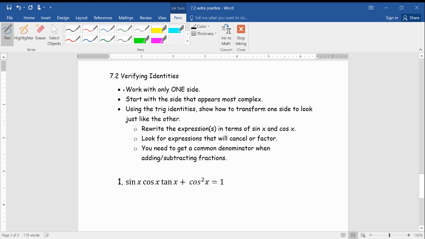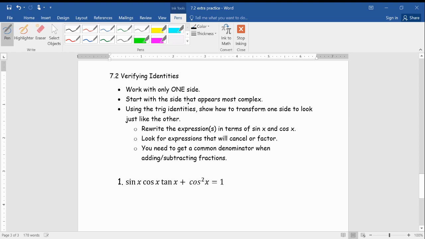The number one thing is that we only want to work with one side of an identity at a time. When we start this process, we commit to one side, we finish it, and we stick to that side during the whole process. Some people like to try to do two things at once and tackle both sides at the same time, but that's not how we're supposed to work on this. The goal is to transform one side to be the other.